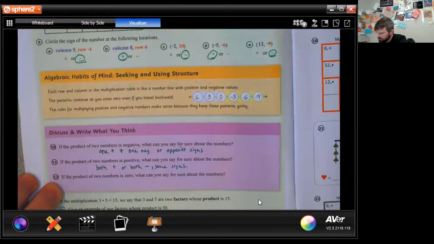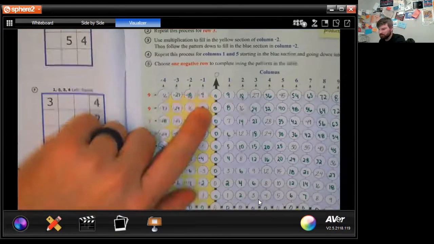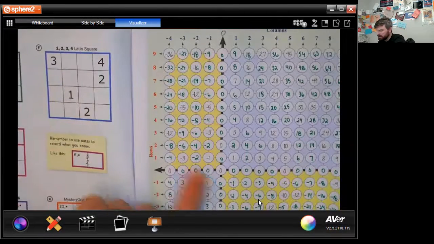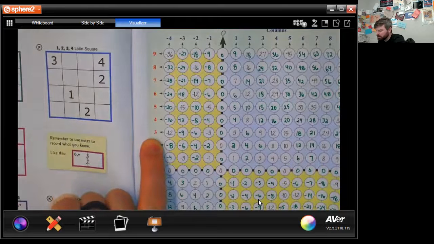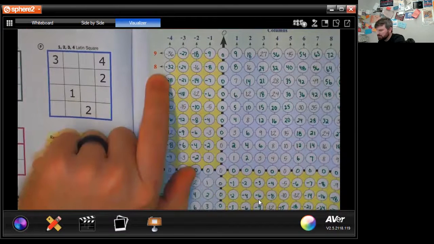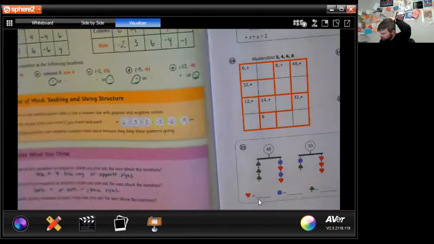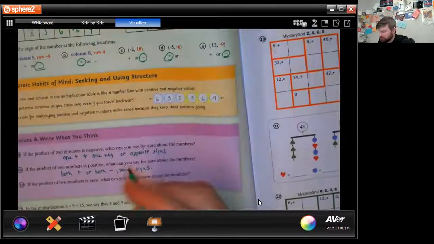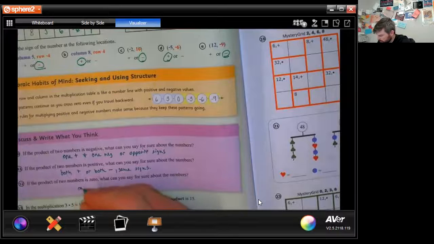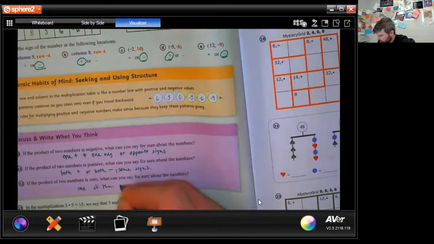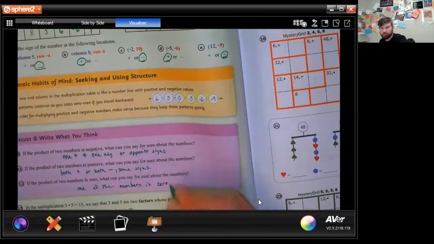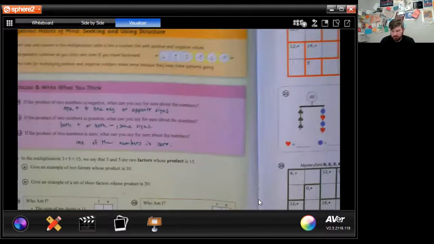If the product of two numbers is 0, what can you say about the numbers? Well, that's like getting the x-axis here. All of these were 0. And I got that because like here, 3 times 0, 0. 8 times 0, 0. So if the product is 0, one of those numbers is going to be 0. Okay, so one of those numbers will be 0.